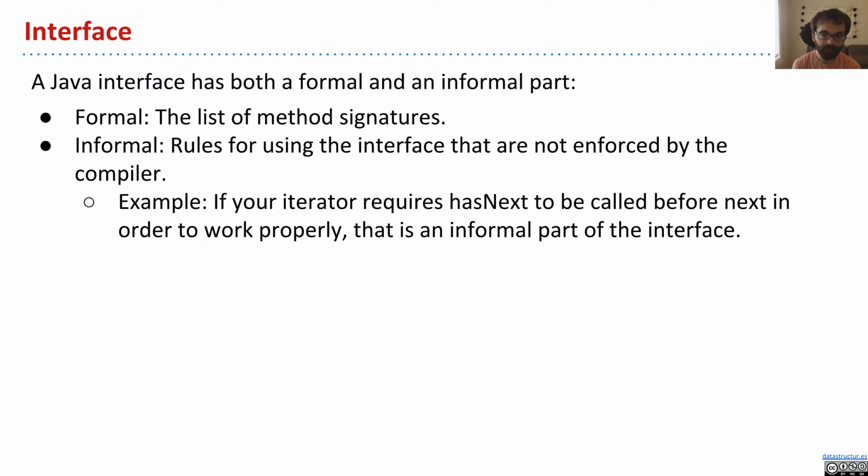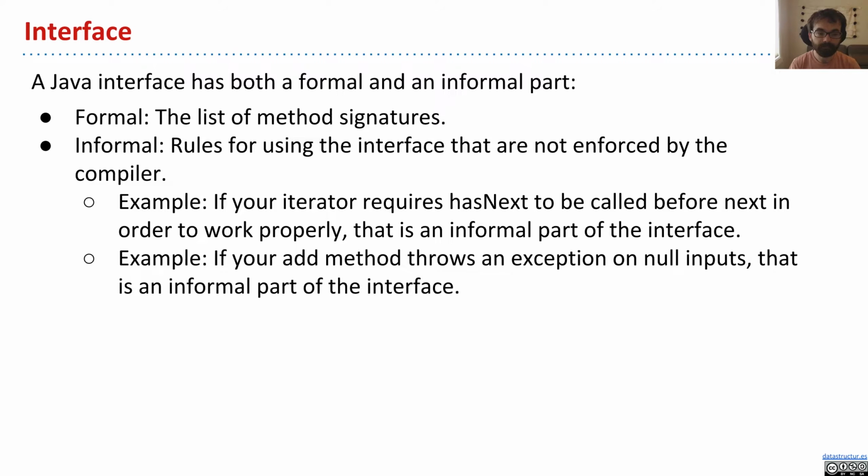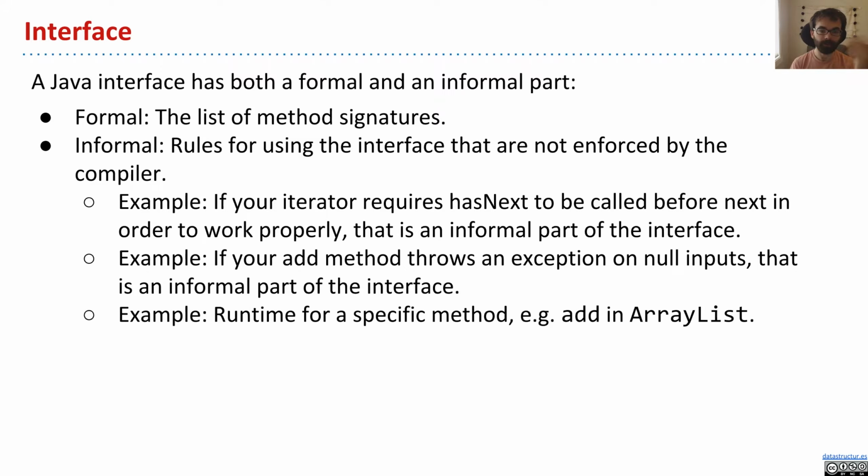So for example, if you build an iterator that requires hasNext to be called before next in order to work properly, which sometimes happens, then that's an informal part of the interface and generally considered bad style, but you could do it, you could tell the world, and that would become part of the interface. It's like rules of thumb. Another, if your add method throws an exception if you give it a null, that's an informal part of the interface. That's something that happens and you have to tell people about it in the documentation for your class or your module.